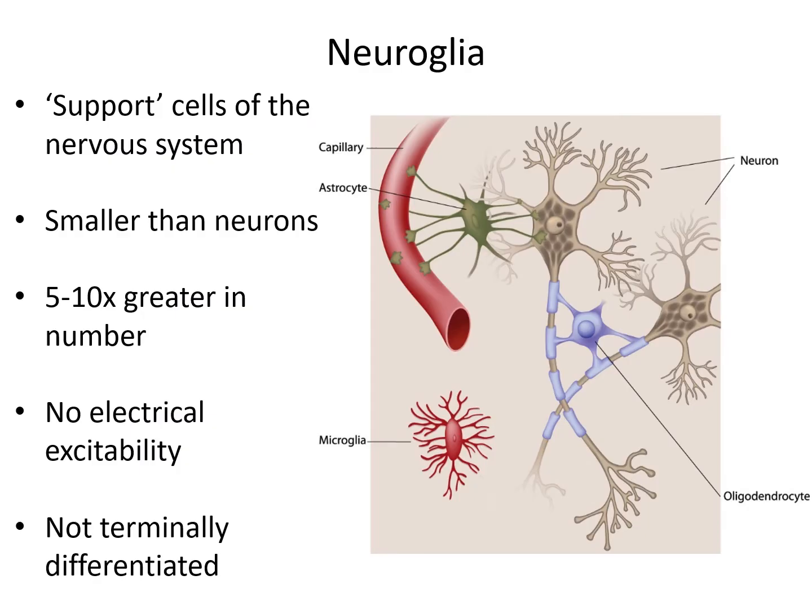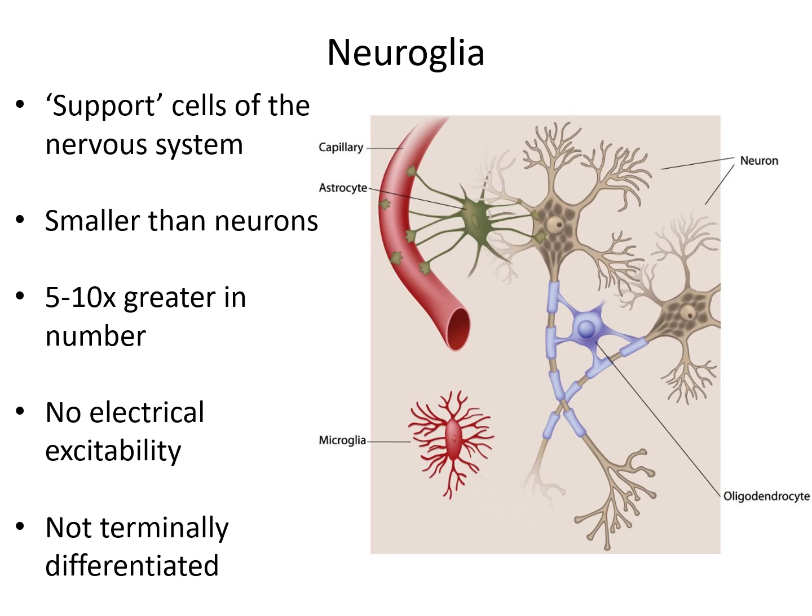Nerve cells are very needy cells. They're very, very specialized. They have high requirements when it comes to energy and nutrition. They really can't take care of themselves. And that's where these support cells come in.